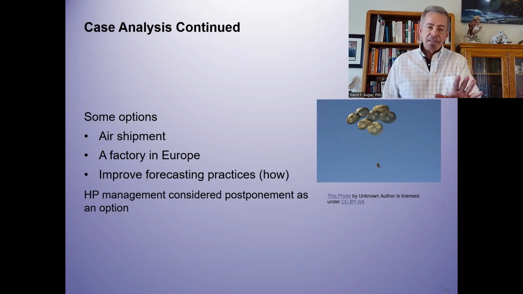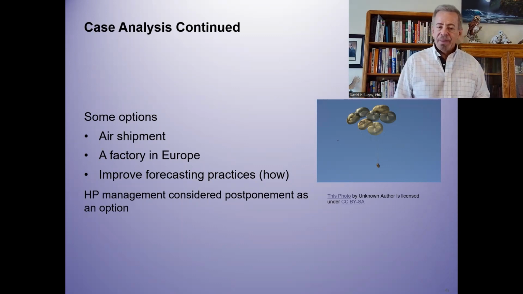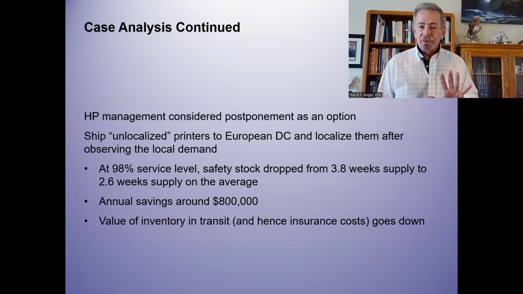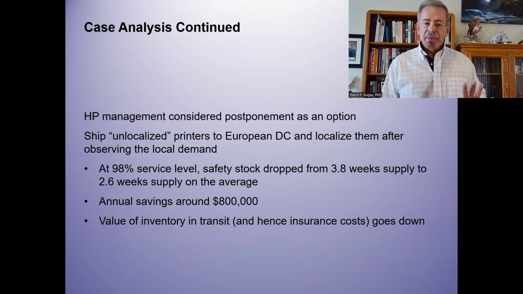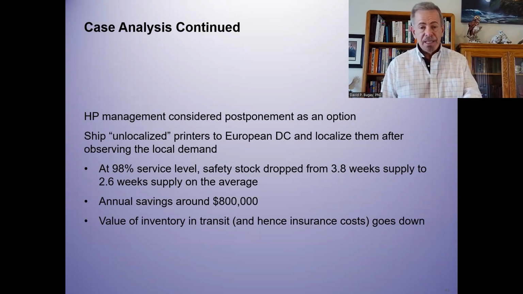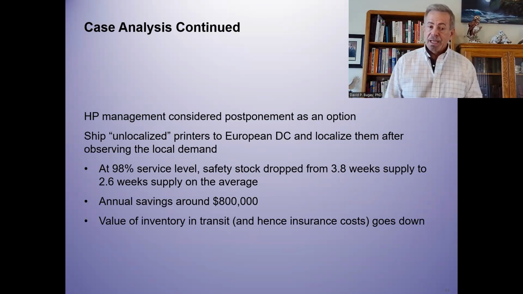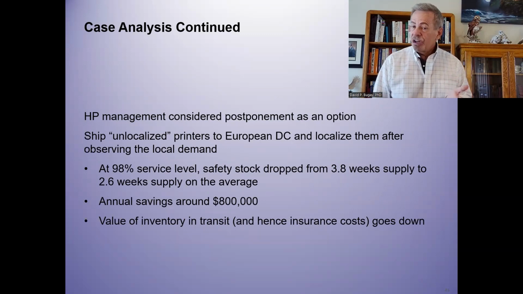So look in the aspect of the case analysis on HP. They consider postponement as an option. They wanted to go slower. So look in the aspect of what's out there. I think this is a really good example. Ship the unlocalized printers to the European DC and localize them after observing the local demand. To maintain that fabulous 98% service level, the safety stock really had to drop from a 3.8-week supply to 2.6. Consider tweaking those different variables that you have.